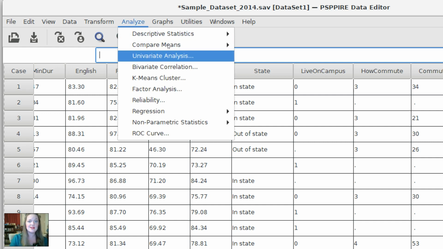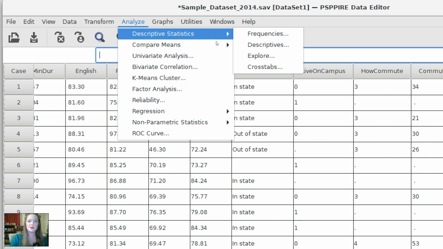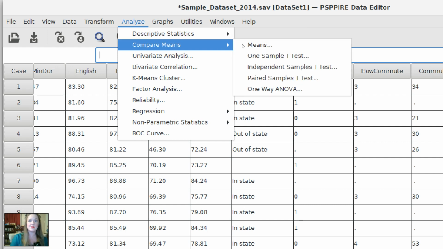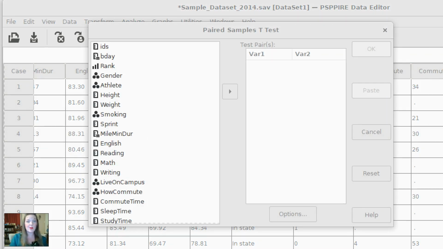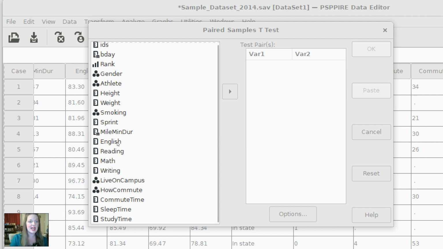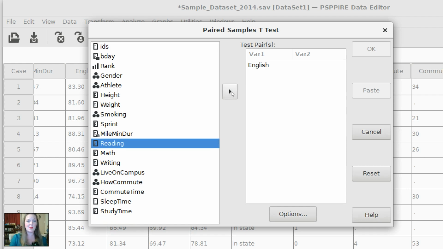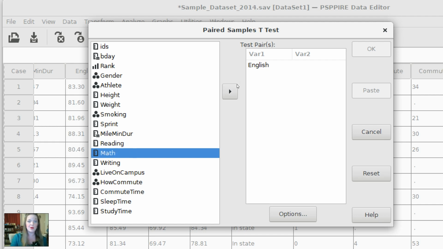I go to Analyze, Compare Means, Paired Samples t-test, and left click, and this is the window that pops up. So we're going to grab the English variable, left click on it, then use this little arrow to pop it over there. And then we're going to click on the math variable and pop it over here. And that lets PSPP know that we're comparing the scores each person has on these two variables.